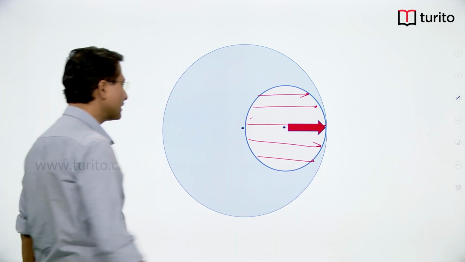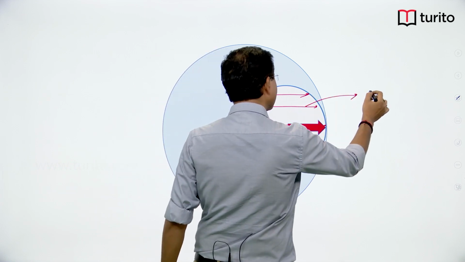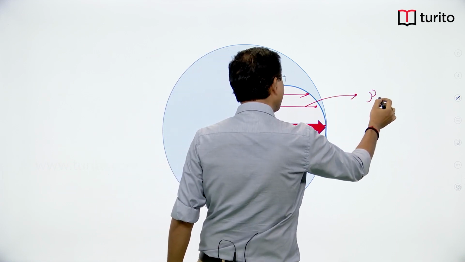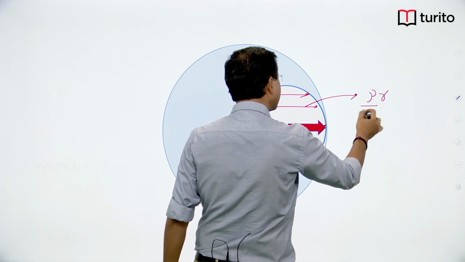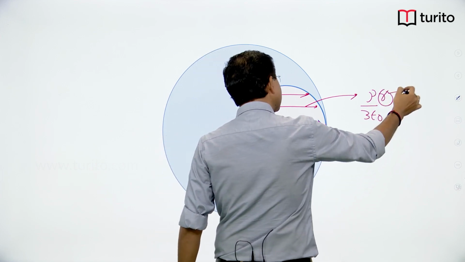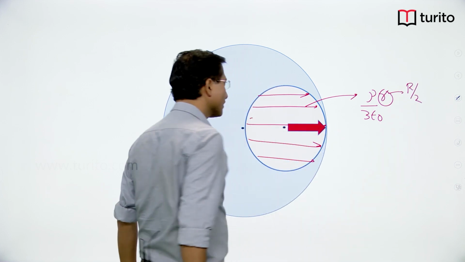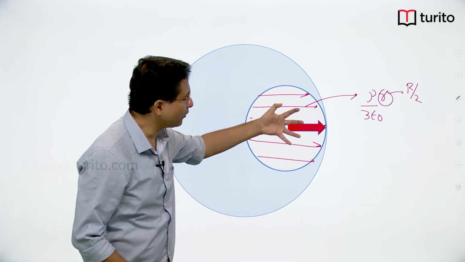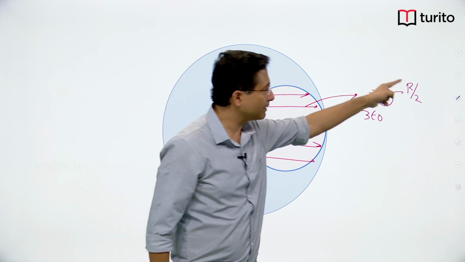and the value we have just calculated, the value was rho r by 3 epsilon naught, where this was the gap. In this situation it is r by 2, right. So everywhere the field will be uniform given by this expression.